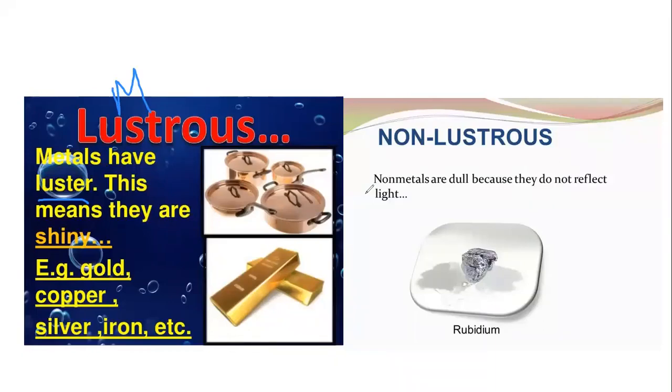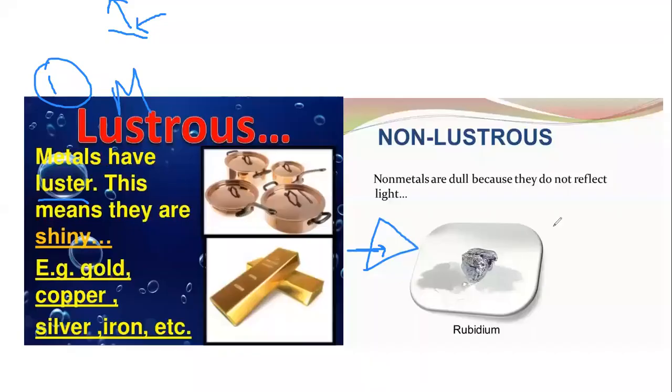So it is dull looking. It may be colored, but it is dull because it does not reflect light. So metals are lustrous, non-metals are non-lustrous. So this is the first point which is different. This is the first physical property on the basis of which metals and non-metals are different, right?